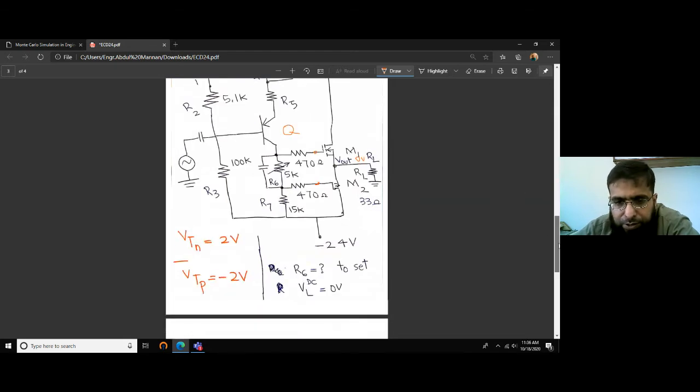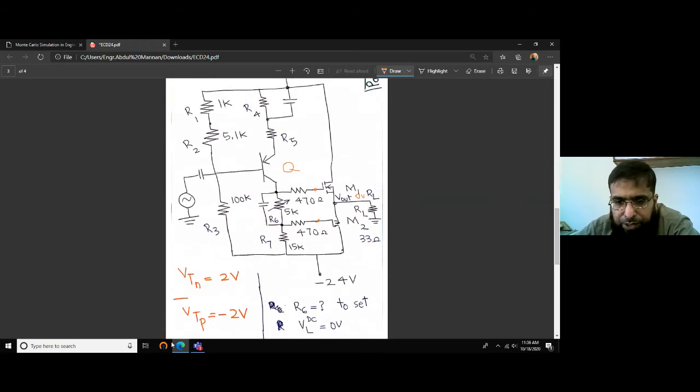So given this circuit and the information that VTN and VTP, the threshold voltages for NMOS and PMOS, are equal in magnitude, 2 volts. And we have to set the value of R6, this 5K variable resistor, so that the DC voltage at the output across RL is 0. So we want this output voltage to be 0 so that the AC voltage can swing on it.